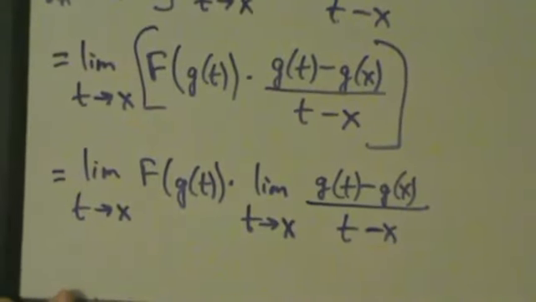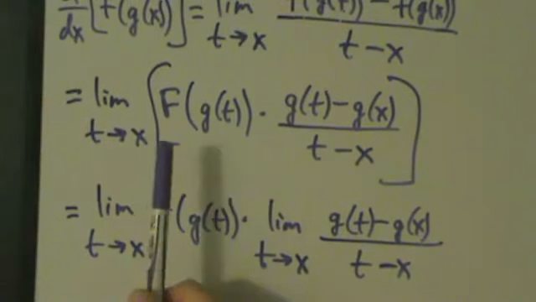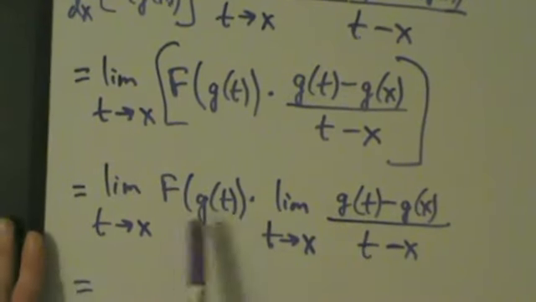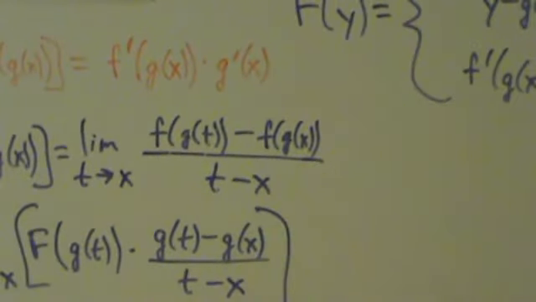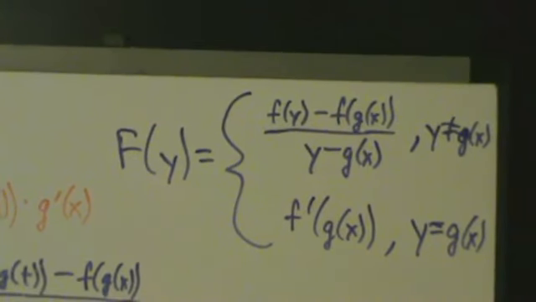By the way, if you're wondering why we have to go through this process of defining this new function big F, I'll explain that later on in the video. But for now, let's keep going. So here, the limit as t goes to x of big F of little g of t. Now big F is a piecewise function, so when we take a limit as t goes to x, there are two pieces to worry about. But hold that thought for now.